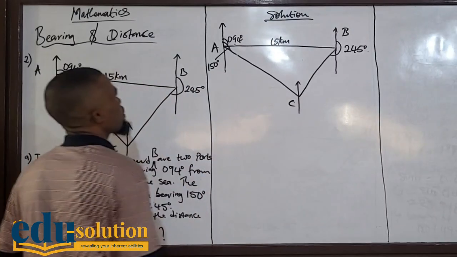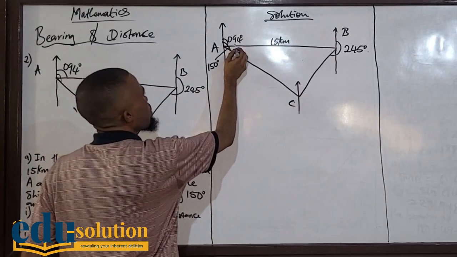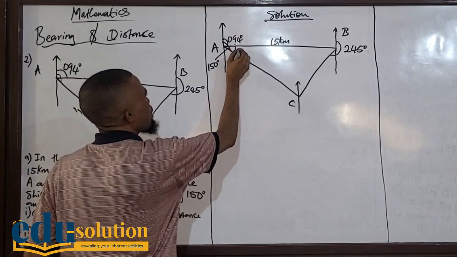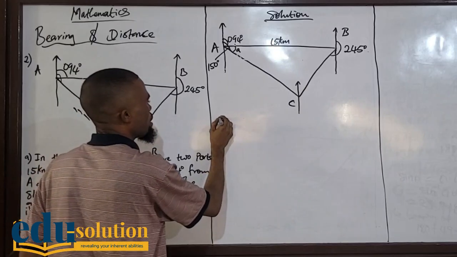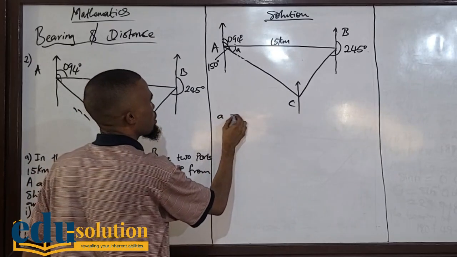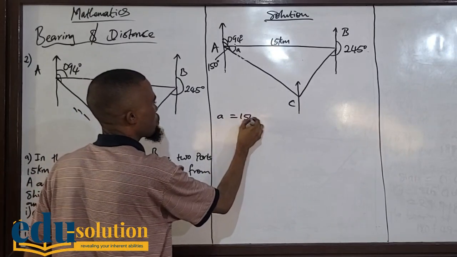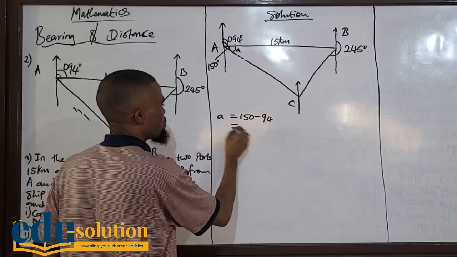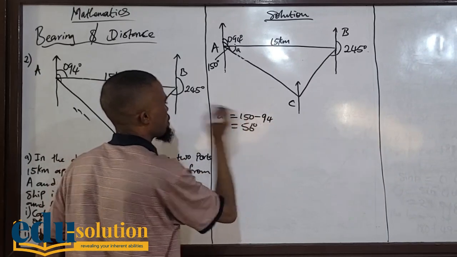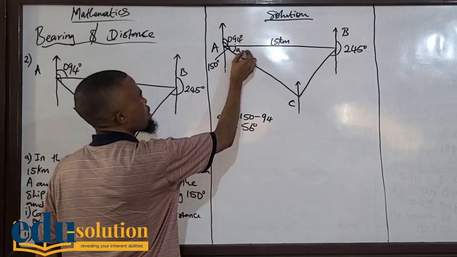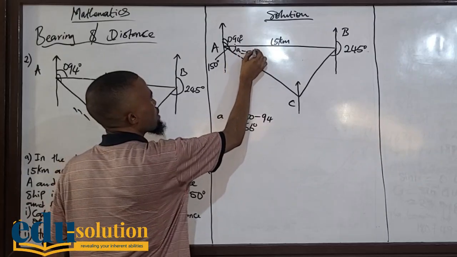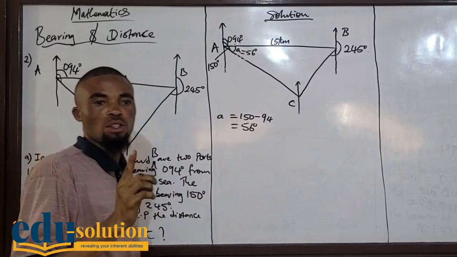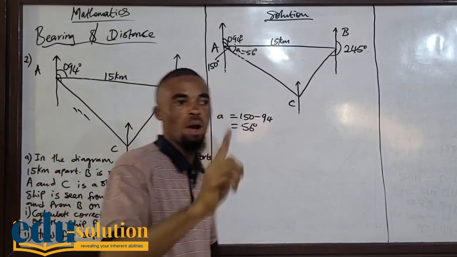So I'm having now, let me call this place A, so that I will have A is equal to 150 minus 94. 150 minus 94 is what? 56 degrees. So that means this place is 56 degrees. Now we have been able to get one of our interior angles. We can go ahead and solve.